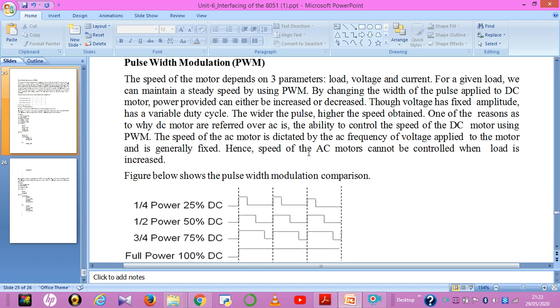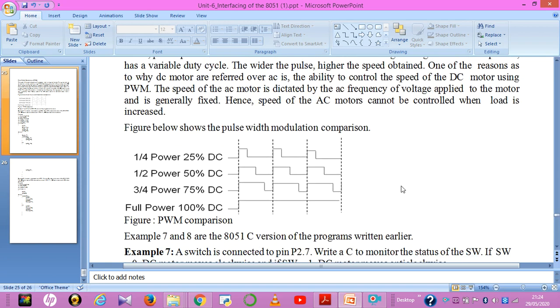Okay, pulse width modulation. Here the speed of the motor depends on 3 parameters: load, voltage, current. For a given load, you can maintain steady speed by using PWM. When the width of the pulse applied to the DC motor changes, the power provided can be increased or decreased. The voltage has fixed amplitude and variable duty cycle. The wider the pulse, the higher the speed obtained. So you will see by using PWM how you run the DC motor with different duty cycles. This depends on the duty cycle.